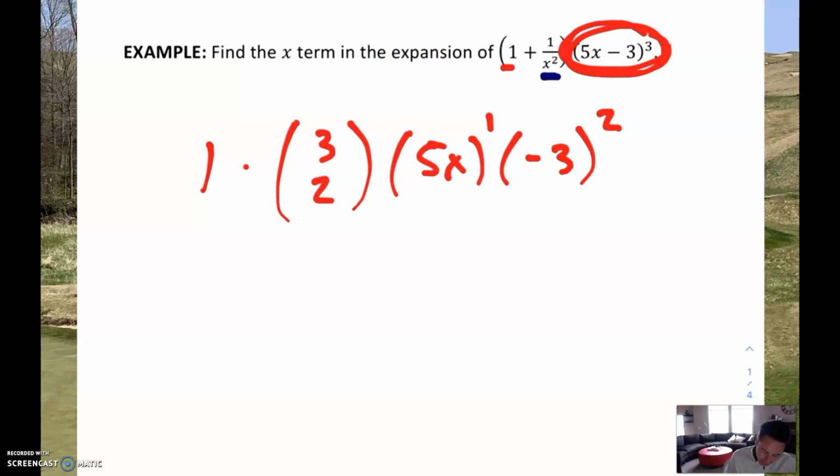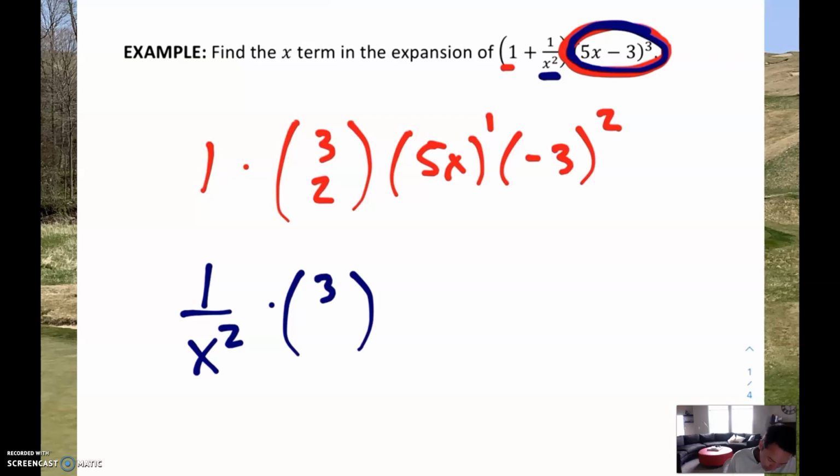Now let's go and find the other possibility. We're going to use this 1 over x squared. So now you have to think, since this is 1 over x squared, in order to make it the x term, I would need to see an x cubed on the top. And then 2 of the x's cancel. It results in just an x on top. So what I need to do is take this binomial expansion and find the x cubed term. So let's go ahead and do that.